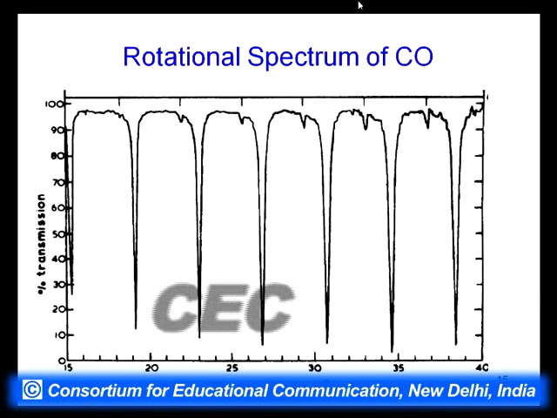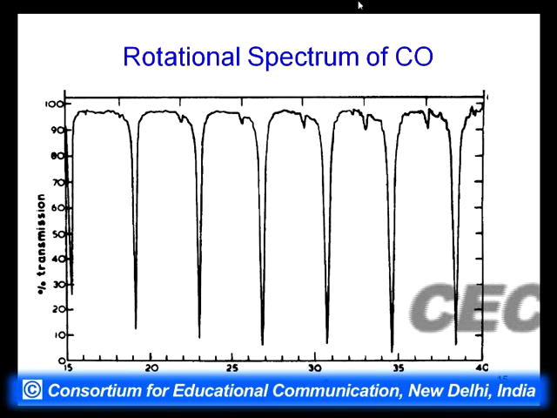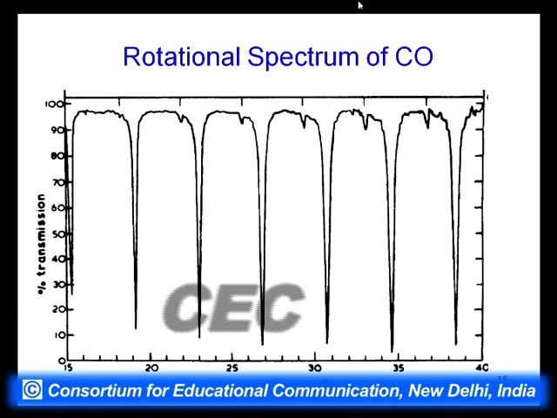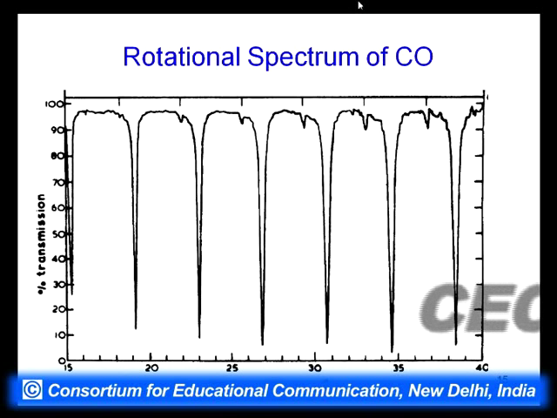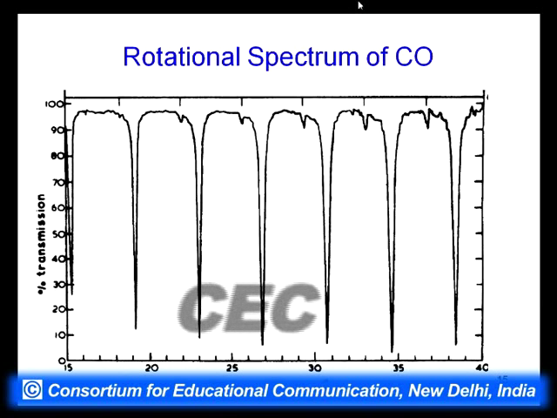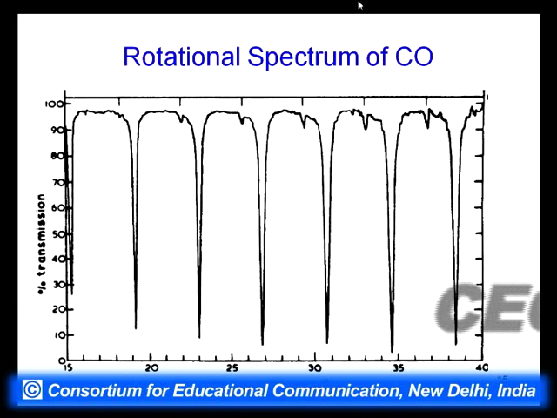The transmission has become small because the molecule has absorbed radiation, and that means that from the radiation that you supplied to the molecule, it has absorbed some and transmitted whatever remains, and the transmitted light is less, and that is why at regular intervals you have reverse peaks. So, this is the rotational spectrum of carbon monoxide.